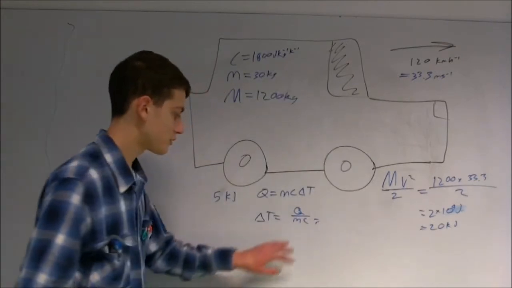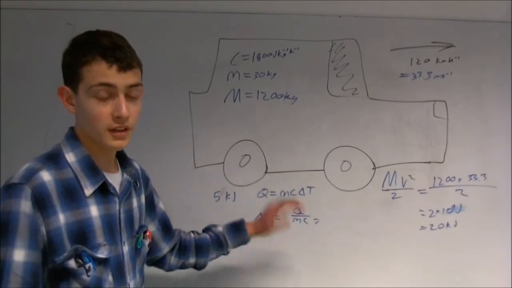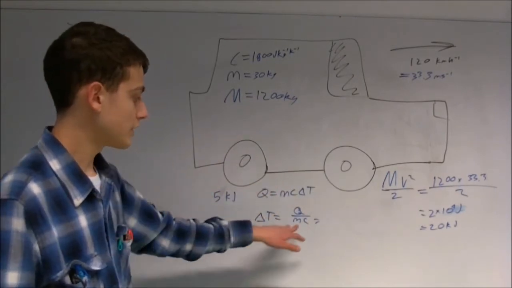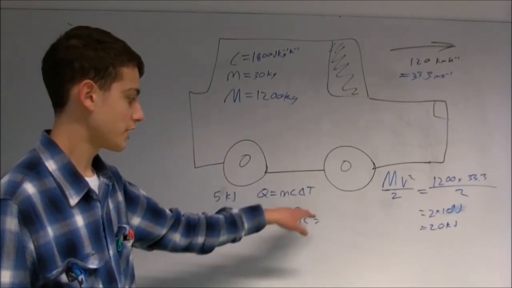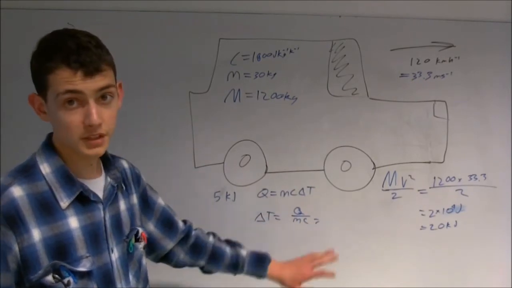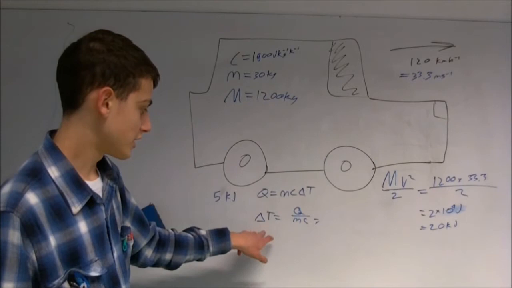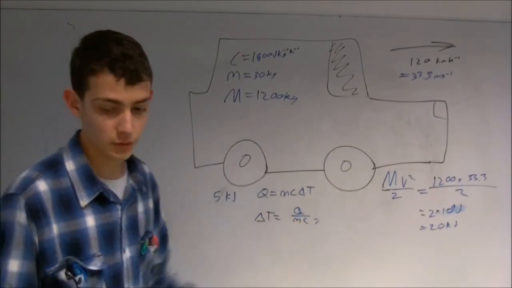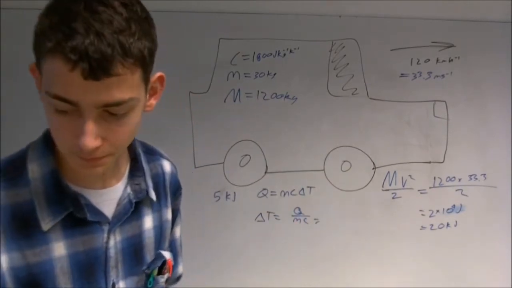Written this way, you can see that it's intuitive. If you have a lot of the substance, it takes a lot of energy to heat it up a bit. If the specific heat capacity is really big, it's going to take a lot of energy to heat up. If these are both really small, it's going to be really easy to do.